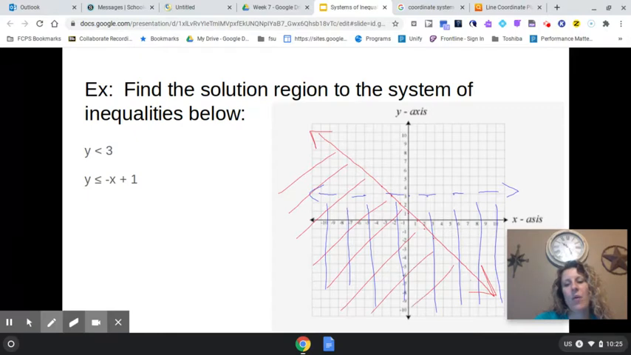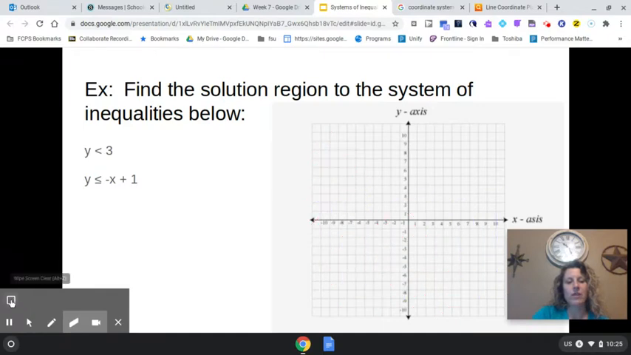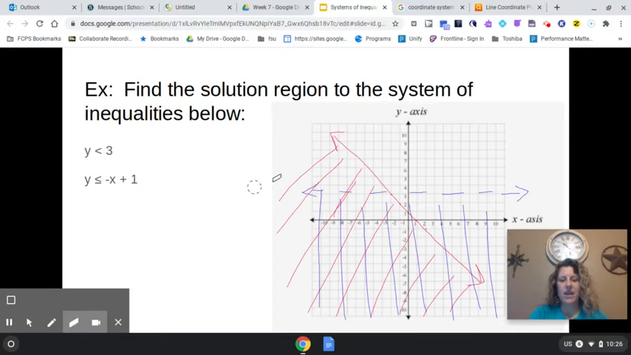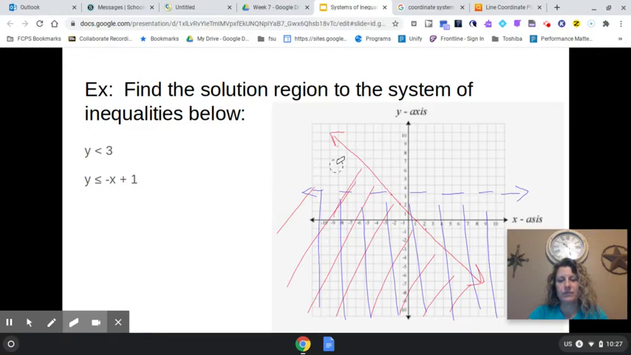Taking a look at where the shadings overlap, that is going to be my solution region. So I'm going to get rid of any shading that is only red and anything that is only blue. I'm looking for that overlapping region to represent the solution. Okay, so this one kind of looks like a quadrilateral shaped region. That is my solution region.